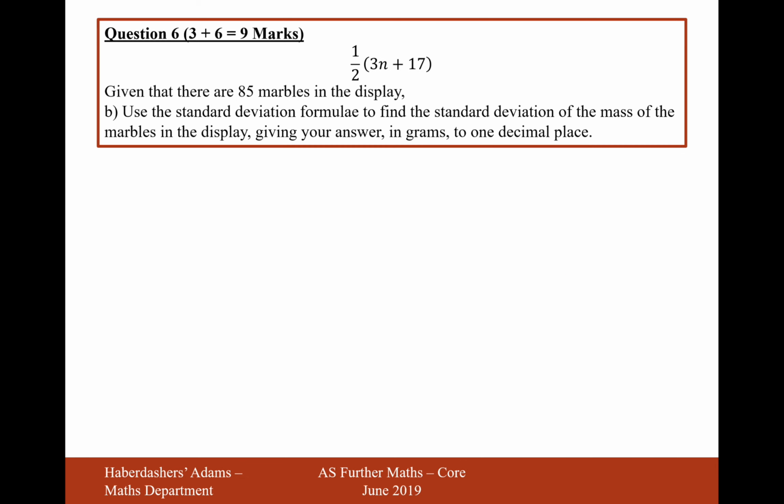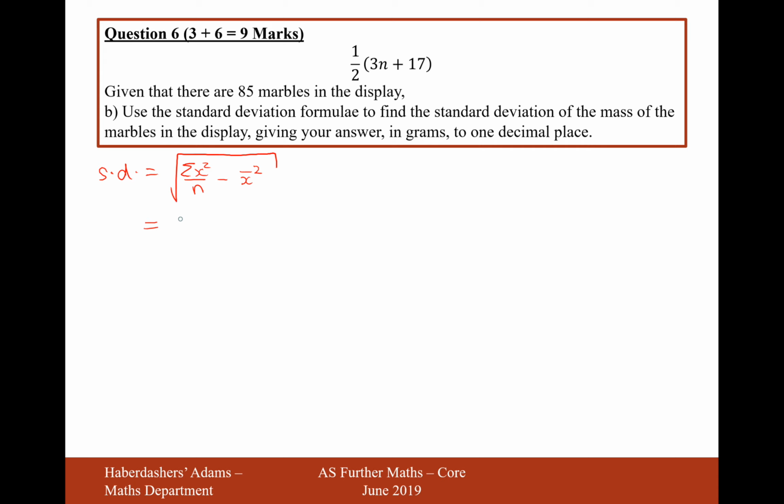So given that there are 85 marbles in the display, or effectively n equals 85, use the standard deviation formula to find the standard deviation of the mass of the marbles in the display, giving your answer in grams to 1 decimal place. Now the formula for the standard deviation equals the square root of the sum of x squared over n minus the mean squared.